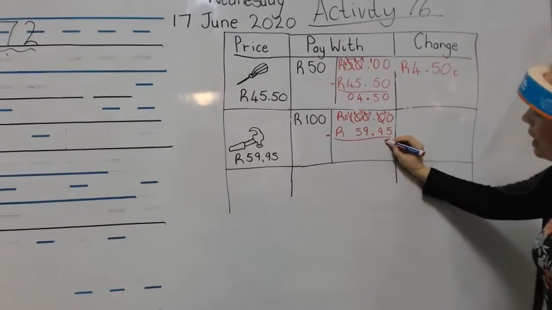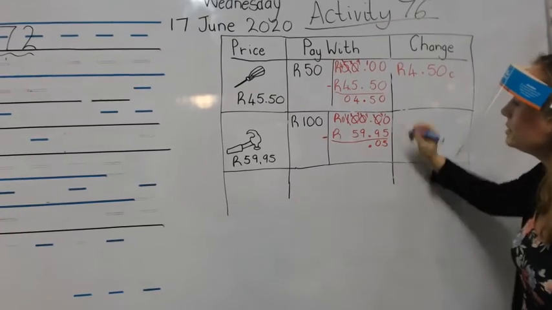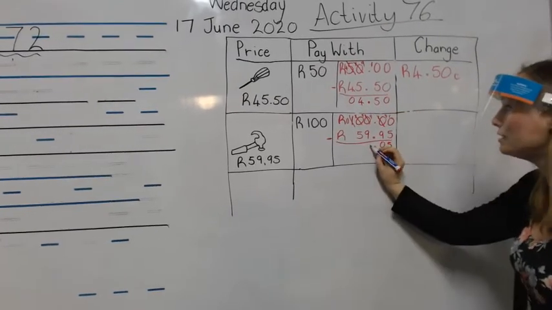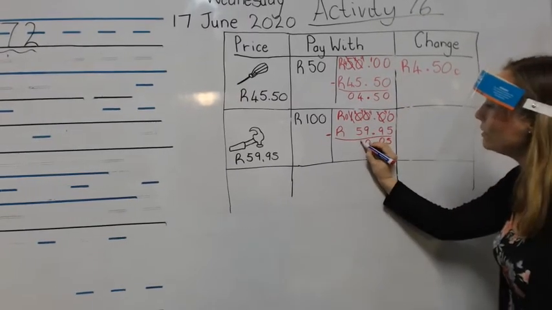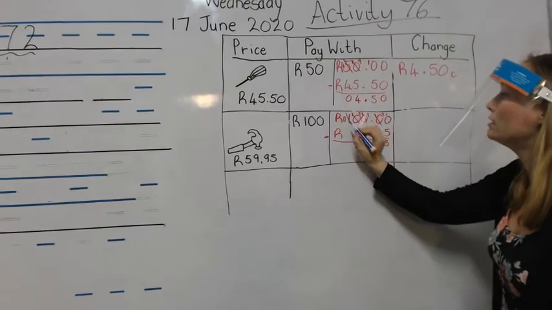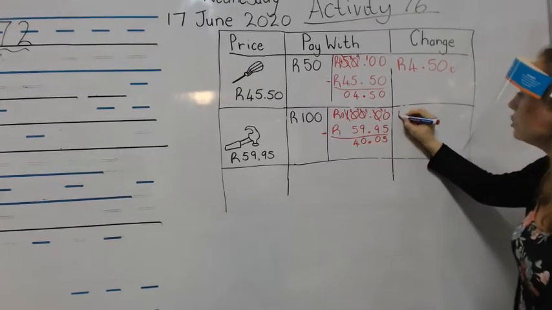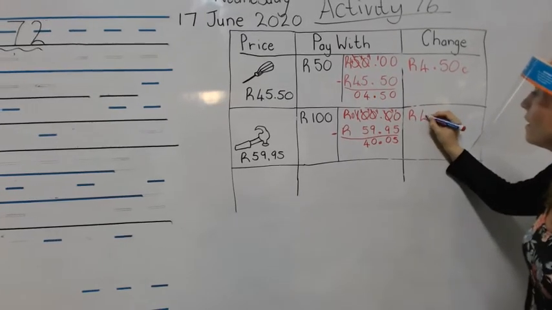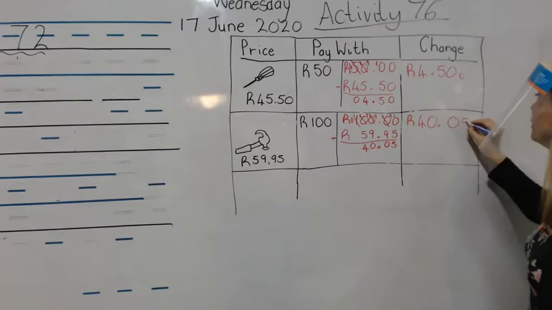9 minus 9 is 0. Don't forget to separate rands and cents. Okay. 9 minus 9 again is also a 0. 9 minus 5 is 4. And we have a 0 here. 0 minus 0 is nothing. So our answer here, the change that we are going to get is 40 Rand and 5 cents.